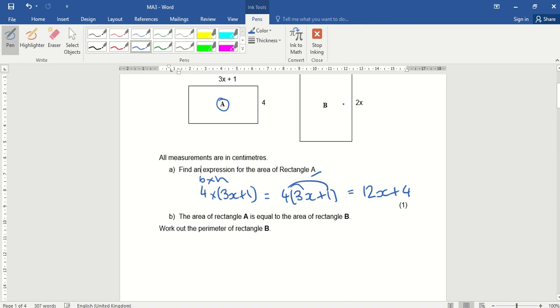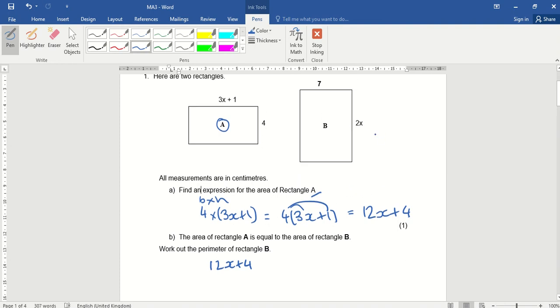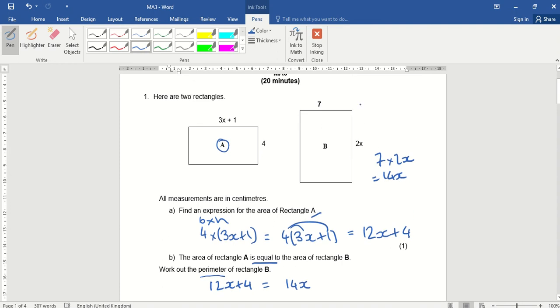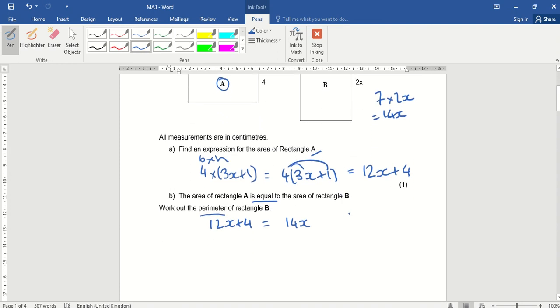So we've already got an expression for the area of rectangle A, that's 12x plus 4. For rectangle B, we've got 7 and 2x, so 7 times 2x is 14x. So the expression for the area of rectangle B is going to be 14x. We know that the two are equal, so we can put an equal sign in the middle. Now what do they want to know? They want to know the perimeter of rectangle B. So before we can find the perimeter, we have to know what the sides are. So we have to find x.